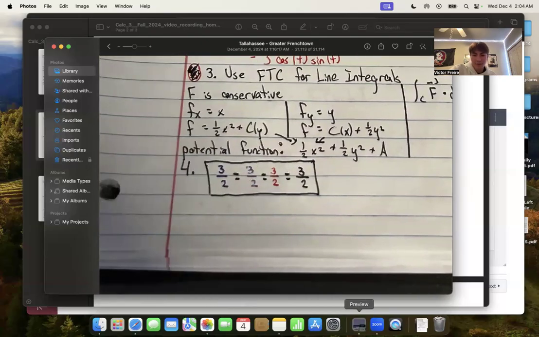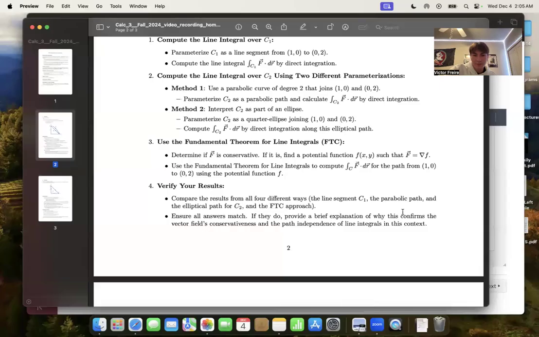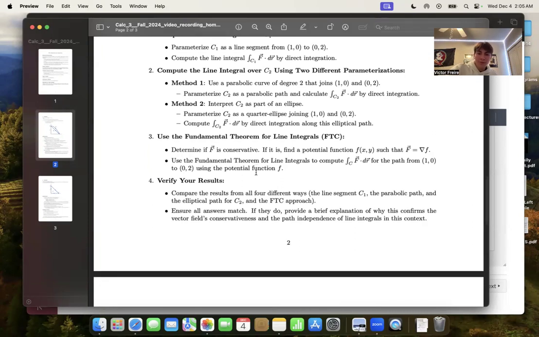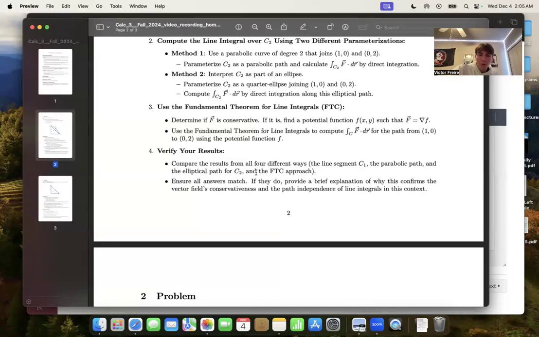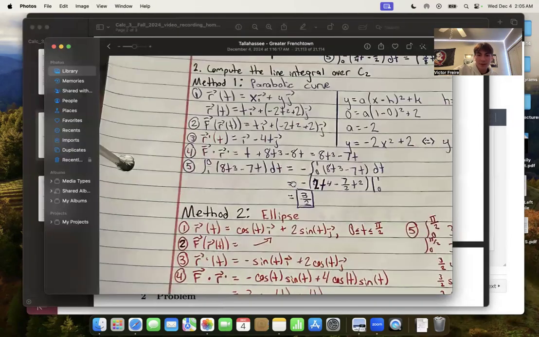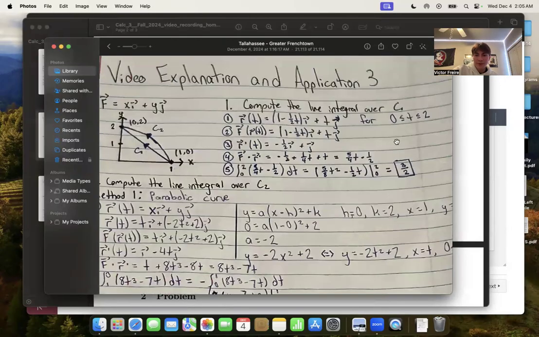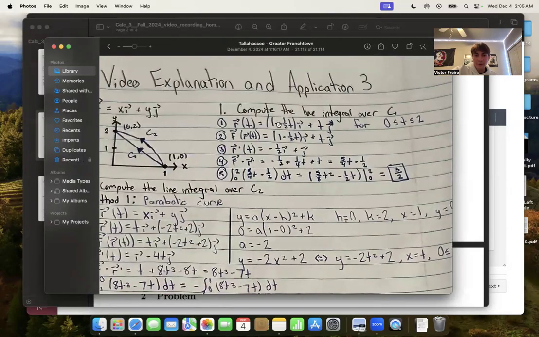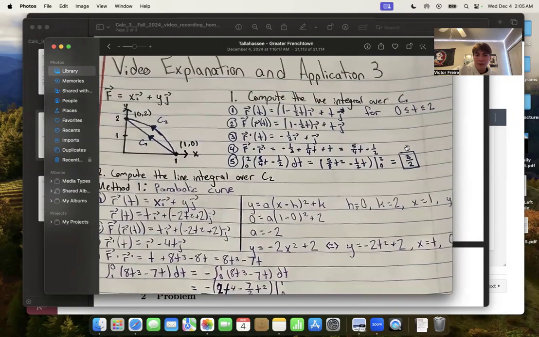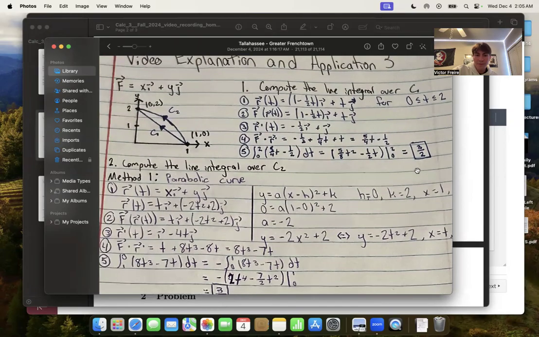All right, so that's step 3. Now step 4, we want to verify our results. We want to see if the results from all the different approaches gave us the same final answer. So let's check. We have the first approach, where we treated it as a line segment. We got that the line integral was 3/2. Put that in blue right here.